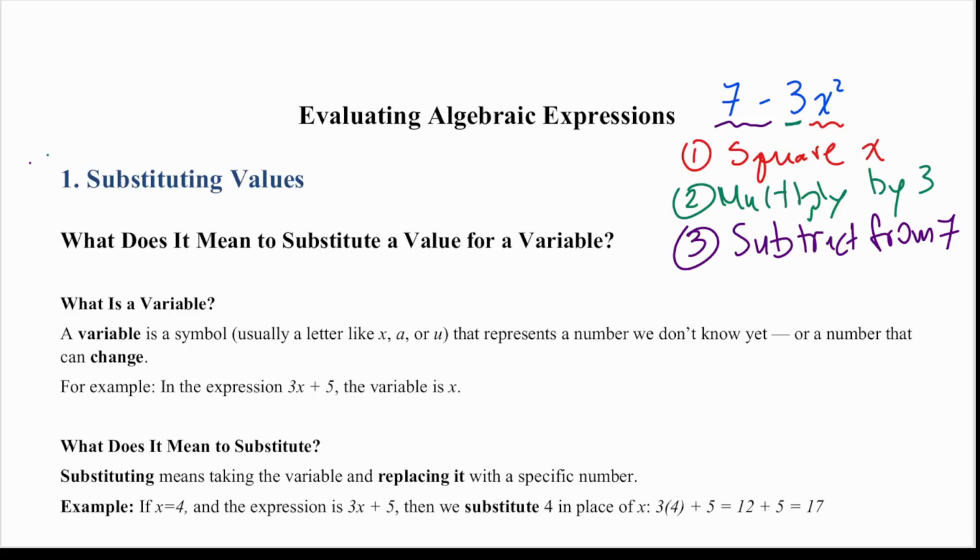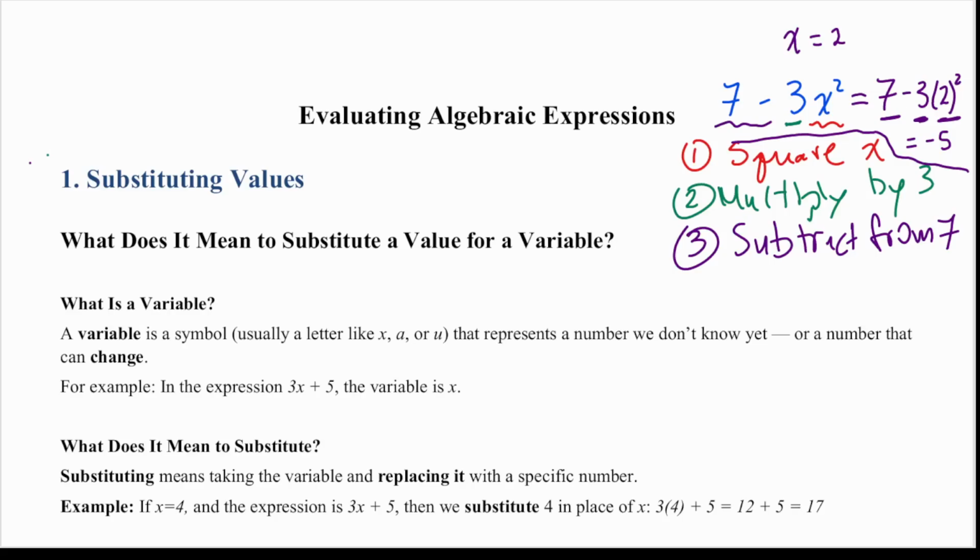Now if I actually gave you a value for x, you could evaluate the algebraic expression. If, for example, I said let x be 2, you would then rewrite this algebraic expression with a 2 plugged in for x, and then you would exactly follow these steps in terms of order of operations. First, you would square x, square 2, 2 times 2 is 4. Then you would multiply that value by 3, 4 times 3 is 12. Then subtract it from 7, 7 minus 12 is negative 5. And that would exactly be how you would evaluate this.